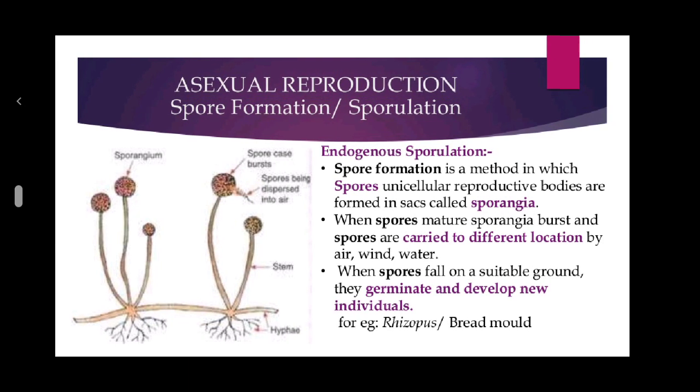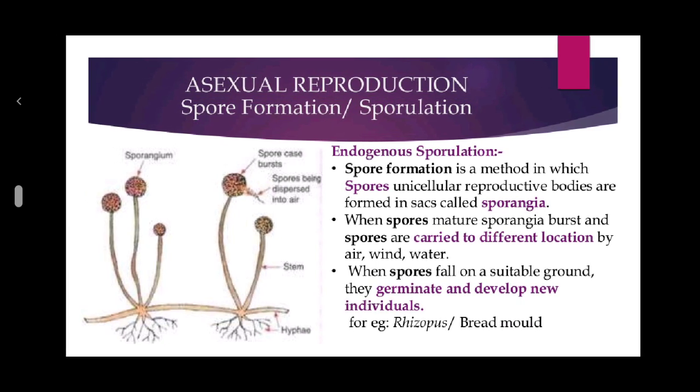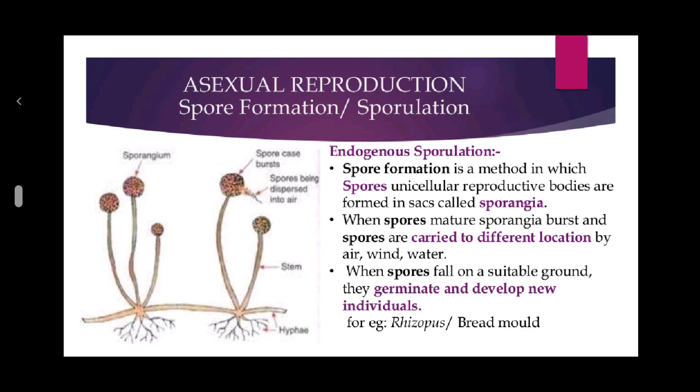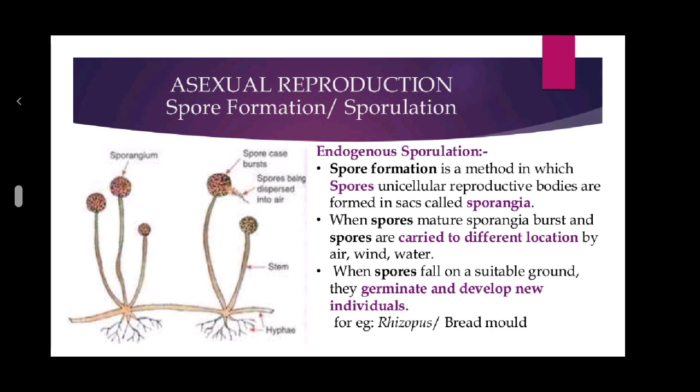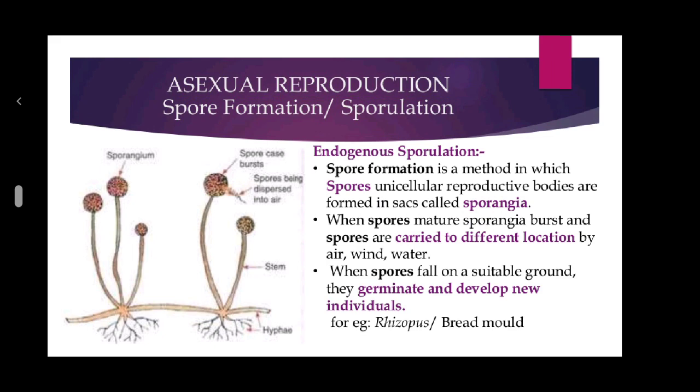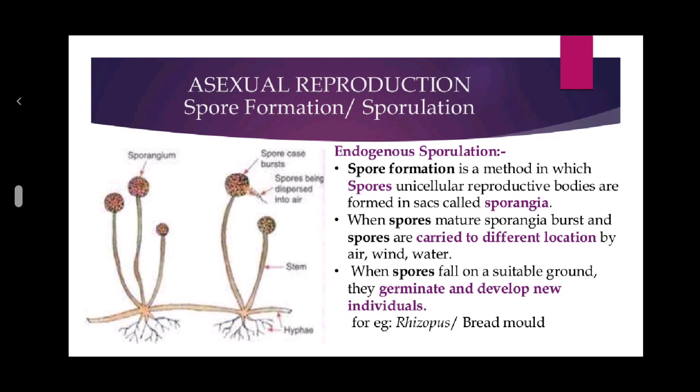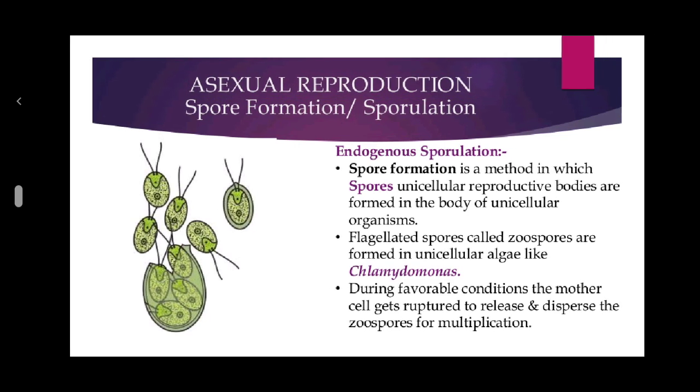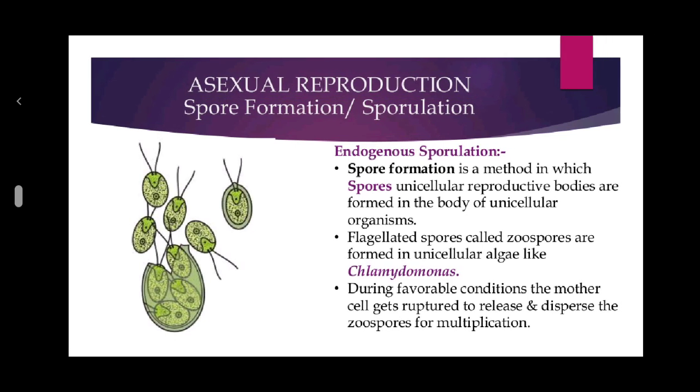organism. These spores can be carried into the environment by different abiotic agencies like air, water or wind. The spores fall on any suitable ground or substratum, they germinate and develop into a new individual. In class 11th we studied about Rhizopus, or the bread mold. Another kind of spore we are going to study is the zoospores.